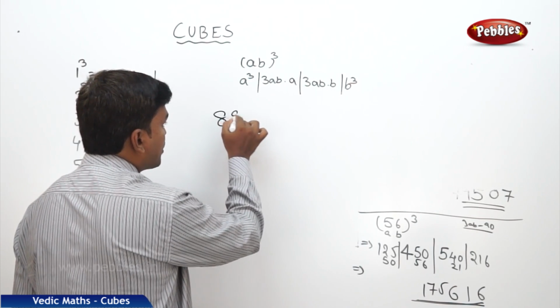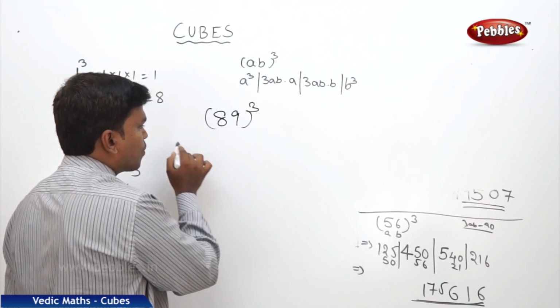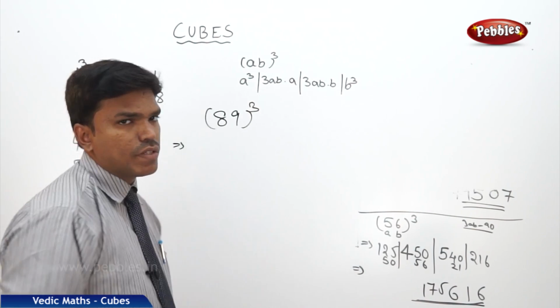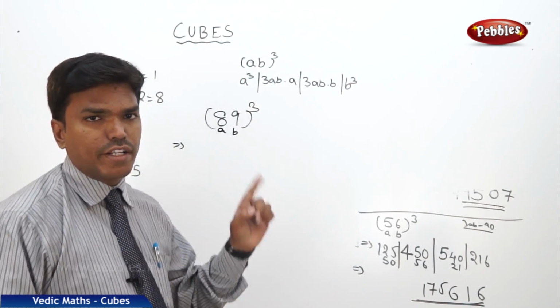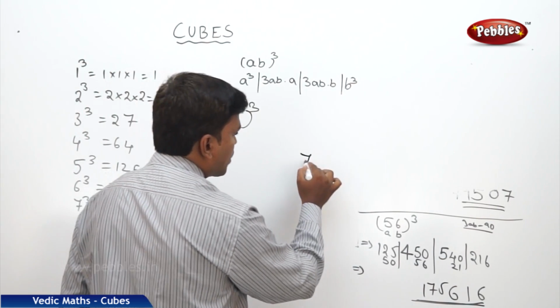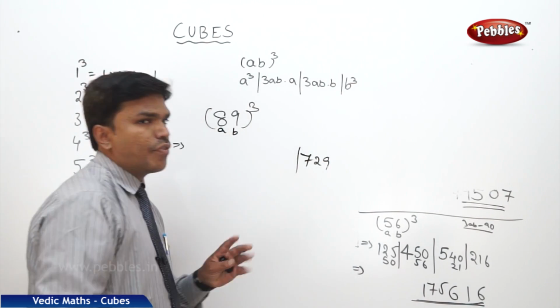I need 89 cube this time. 89 cube. So start from the right side. What is the first step? Since this is A and this is B, first step is B cube, that is 9 cube. 9 cube is how much? 729. Next, 3ab comes twice.